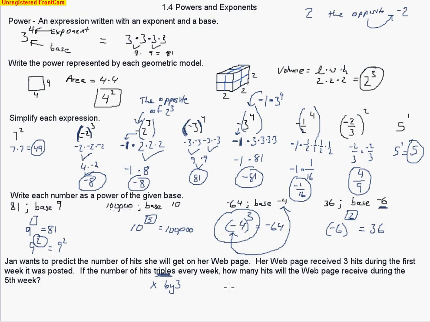All right, so she receives 3 hits. It triples each time. So it's like 3 times 3 times 3, and then it keeps on going. So after 5 weeks, let's see. So 3 to the 5th power, because the first week she got 3. Second week, it triples, so we're multiplying by another 3. So this would be like week 1, week 2, week 3. If I did another one here, this would be week 4. One more, this would be week 5. See, it's 3 being multiplied 5 times, and so 3 to the 5th power.